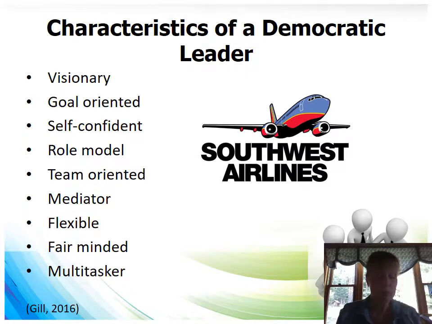These leaders should be team-oriented and not afraid to roll up their sleeves when required. And when there is disagreement in the team, the leader plays the role of a mediator. This requires flexibility and fair-mindedness. And lastly, the democratic leader should be proficient at multitasking, as they may be overseeing many teams at one time.